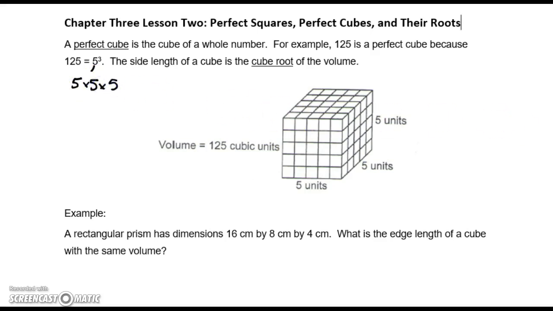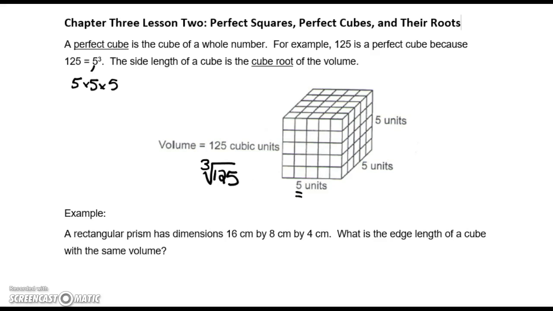So the side length of a cube, say if we're looking at the object, is the cube root of its volume. So what we would do is go cube root of 125. If we were to punch this into a calculator, we would get 5 as an answer. So as long as we have a perfect cube, we can find its side length, and its side length will have a very nice whole number, no decimals involved.